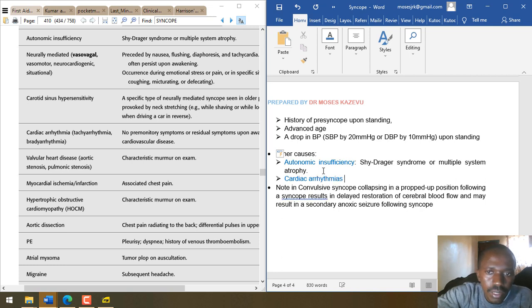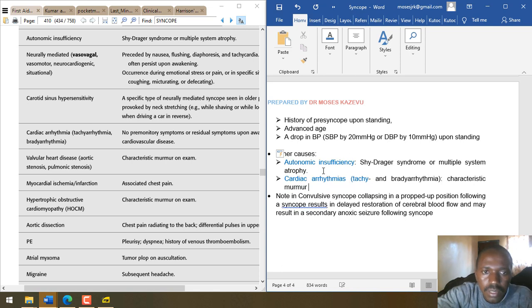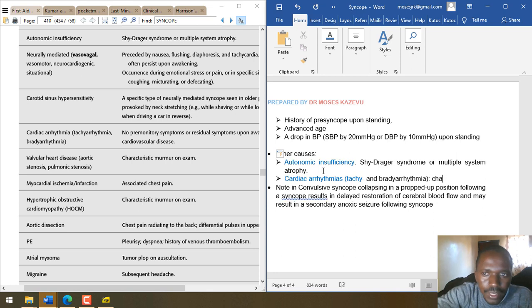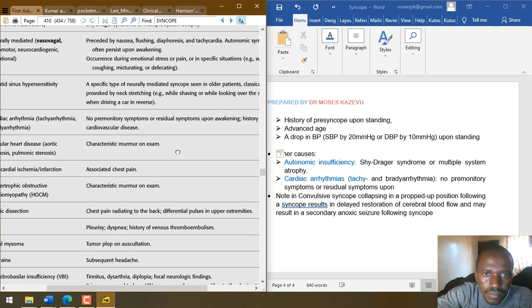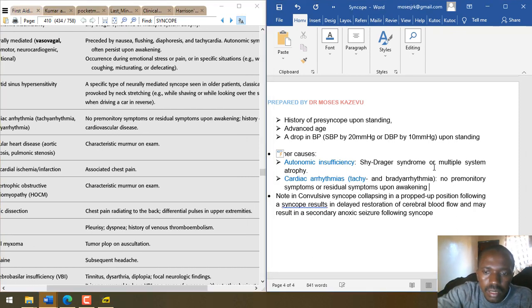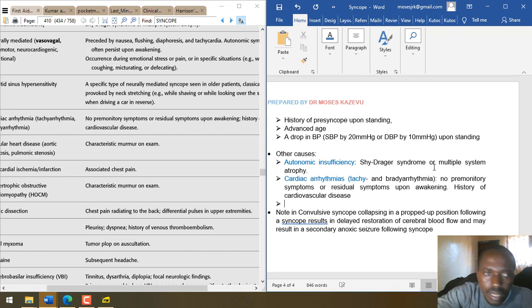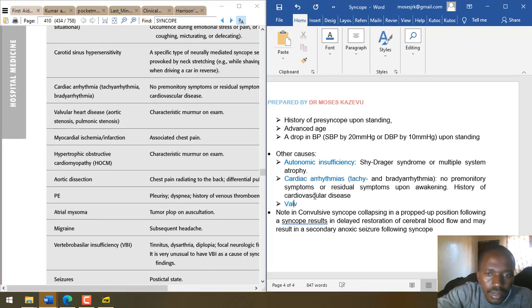Cardiac arrhythmias. That's your tachy and brady arrhythmia. So this is characteristic murmur on. Oh no, I'm reading something else. So here there are no premonitory symptoms or residual symptoms upon awakening, and there's going to be a history of cardiovascular disease in these individuals. So valvular heart disease, heart disease.